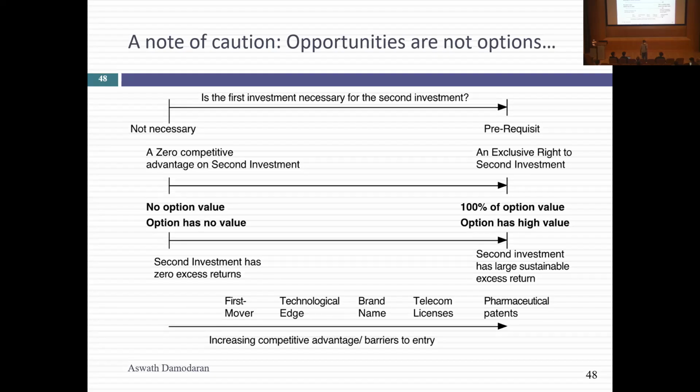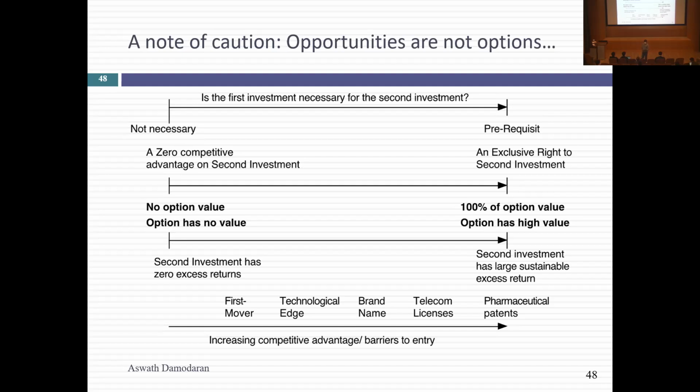So the first question you need to ask is, do I need to make the first investment to get to the second? If you tell me, look, open these hotels in China because it'll give you a chance to expand to China, I'm going to ask you, do I have to open the hotels in China and lose money to get that? Or is there a different way of getting that? Maybe there isn't. Maybe I have to do one to get to the second.